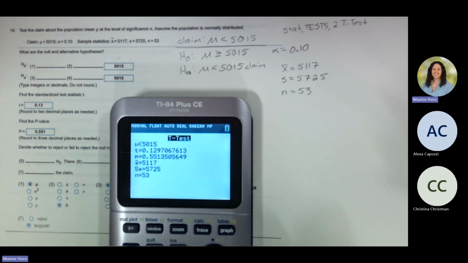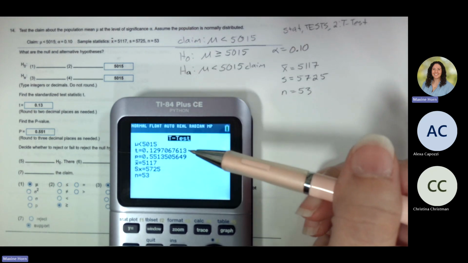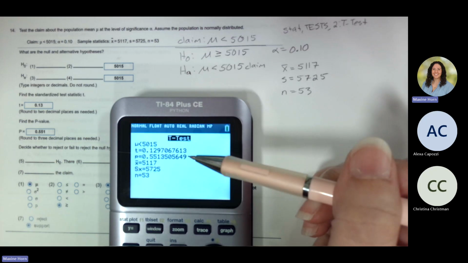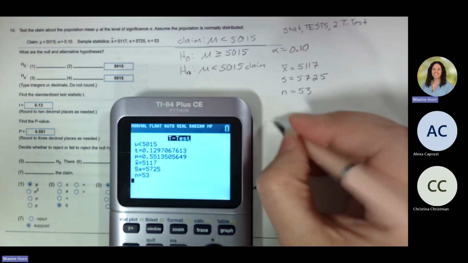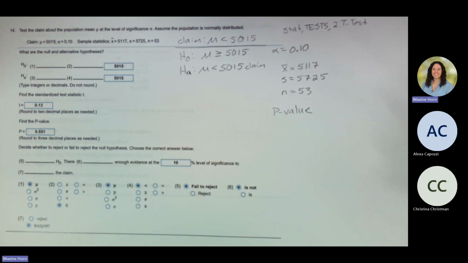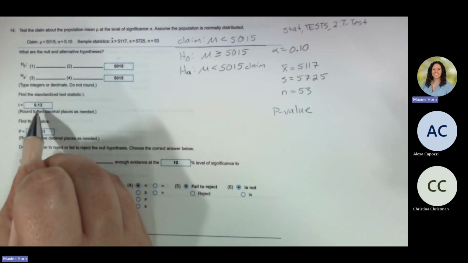Okay, so they want our standardized test statistic. It's quite a mouthful. In this case, that is our t value, right? This is 0.12970677613, which if we go to 2 decimal places is going to be 0.13. And then we have our p value, which is this 0.551, because they asked us to go to 3 decimal places there. Okay, so I've got a p-value, which again, if you're doing this by hand, in order to calculate the p-value, you first have to have your standardized test statistic.